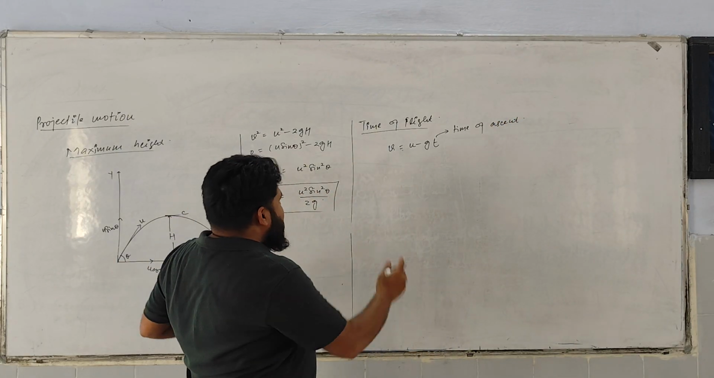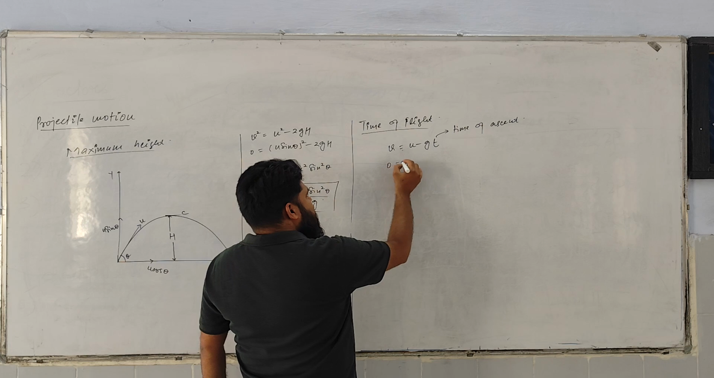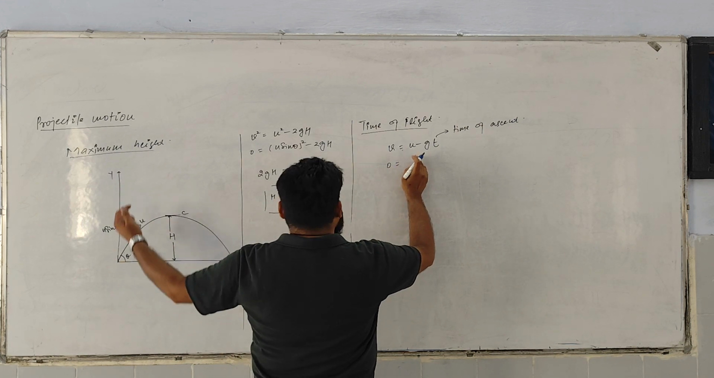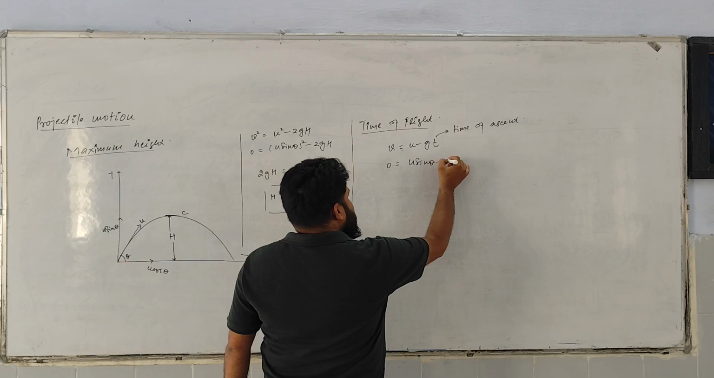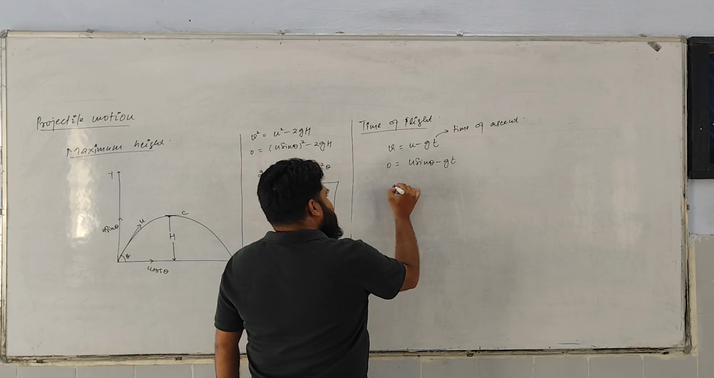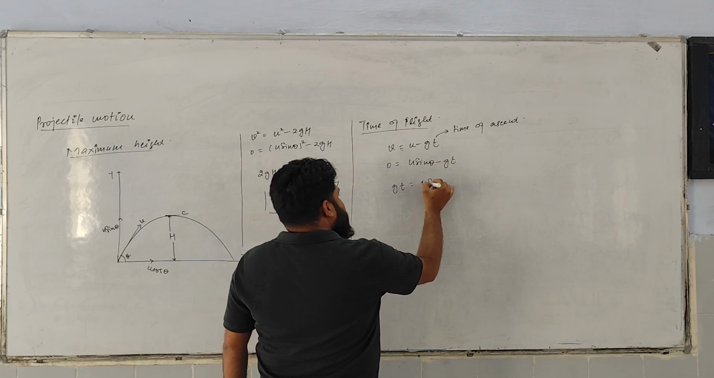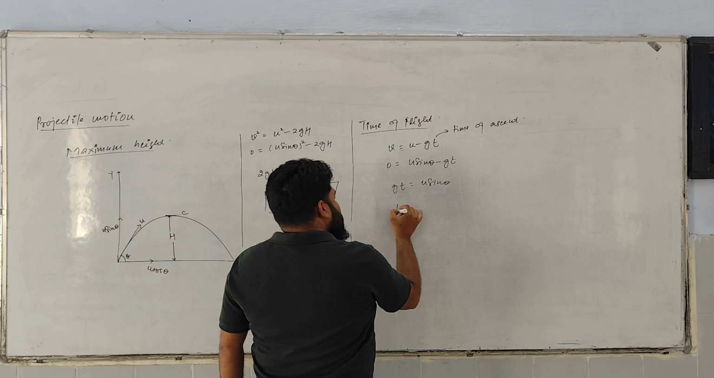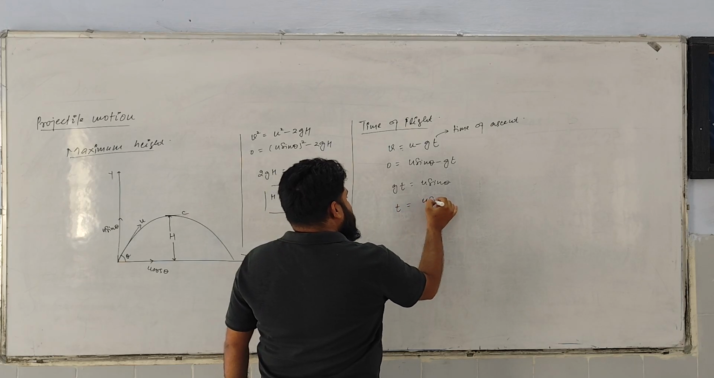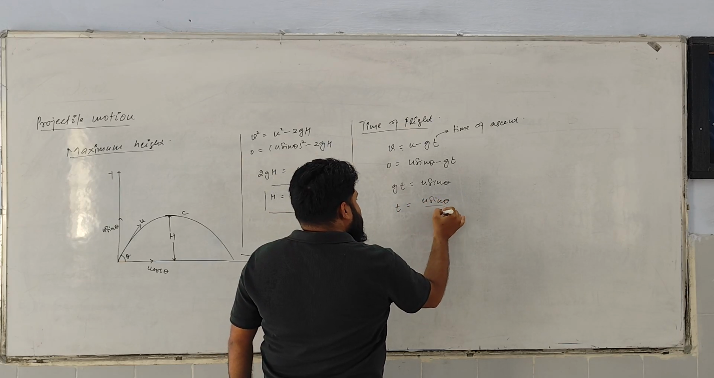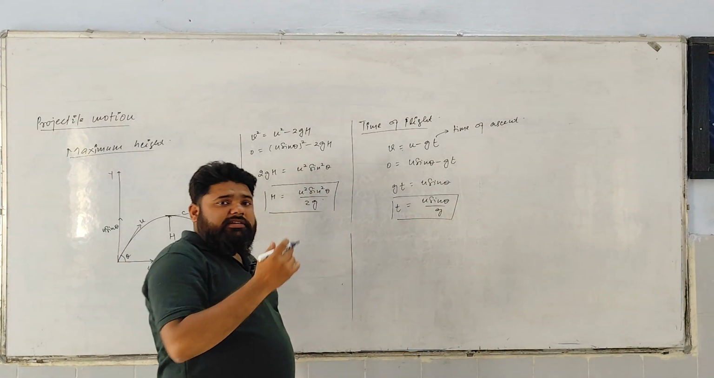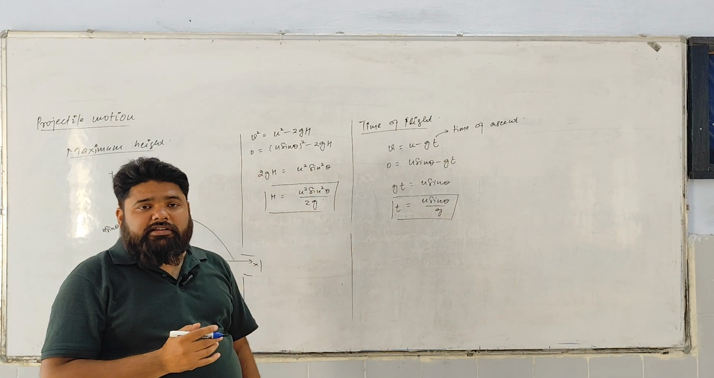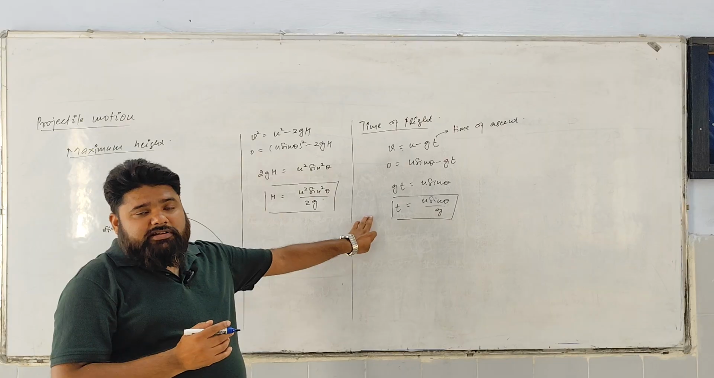So at the maximum height, the v becomes 0. U, that is the initial component along the vertical direction, that is u sin theta minus gt. Then gt is equal to u sin theta. Then t is equal to u sin theta over g. And this is the time in which the object attains the maximum height, or this is the time of ascent.